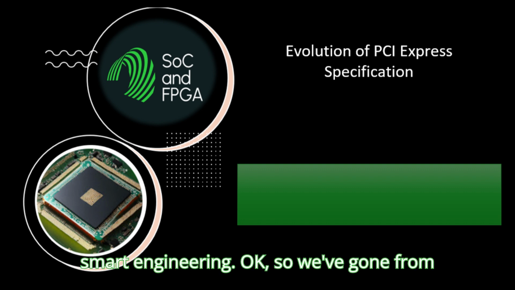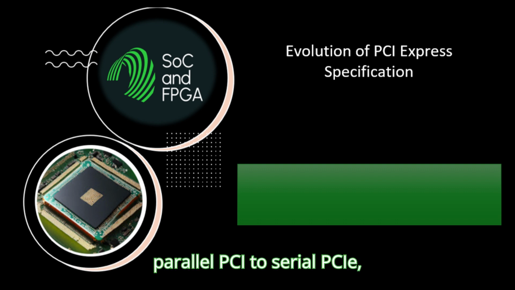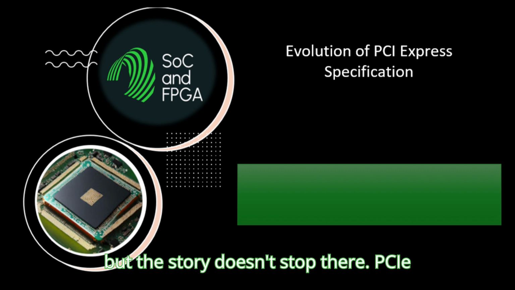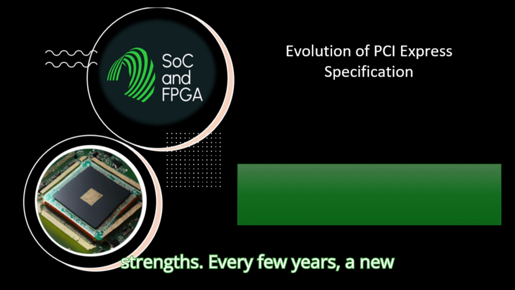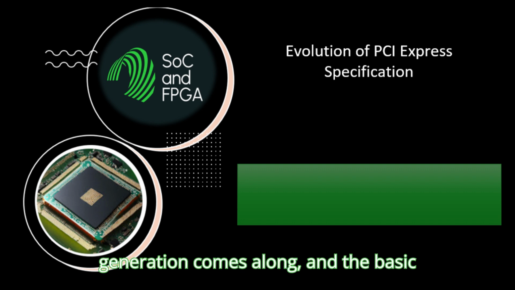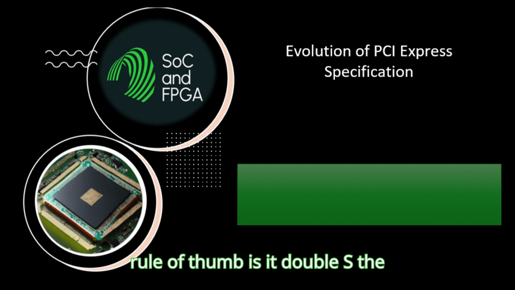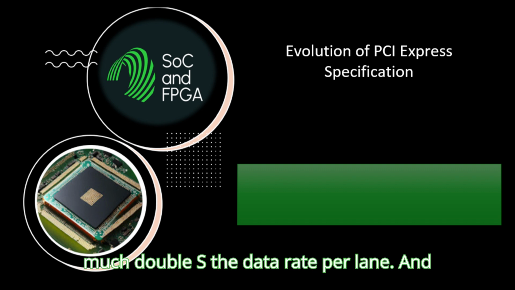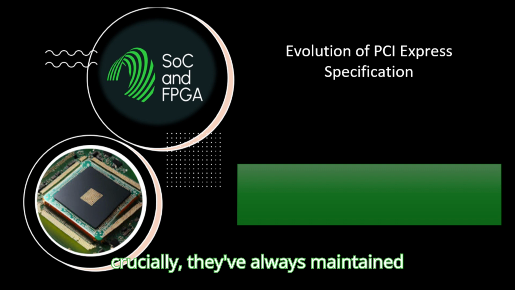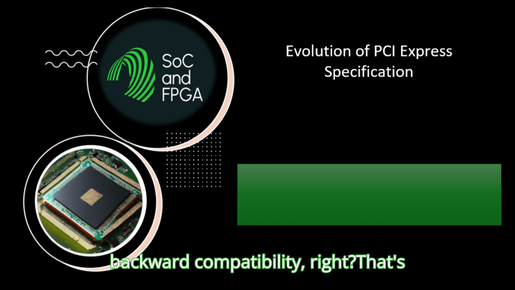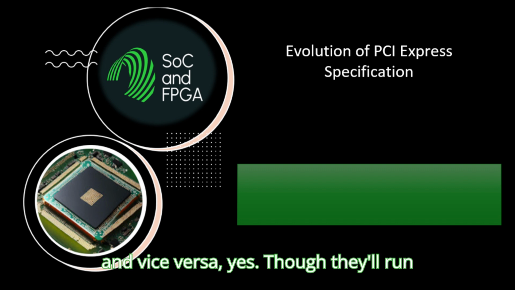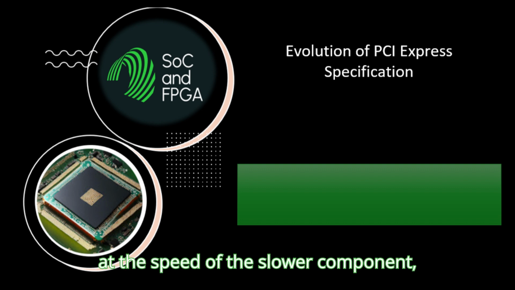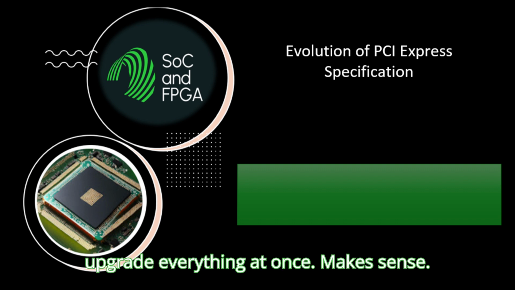That's smart engineering. Okay, so we've gone from parallel PCI to serial PCIe. But the story doesn't stop there. PCIe keeps evolving, right? These generations. Constantly. That's one of its biggest strengths. Every few years, a new generation comes along, and the basic rule of thumb is it doubles the bandwidth. Doubles it every time. Pretty much doubles the data rate per lane, and crucially, they've always maintained backward compatibility. Right, that's huge. So a new card works in an old slot and vice versa. Yes, though they'll run at the speed of the slower component, obviously, but it means you don't have to upgrade everything at once. Makes sense.